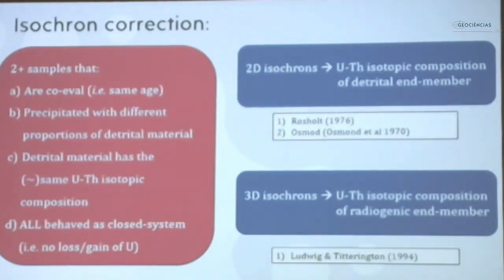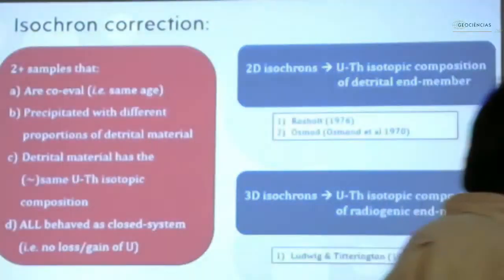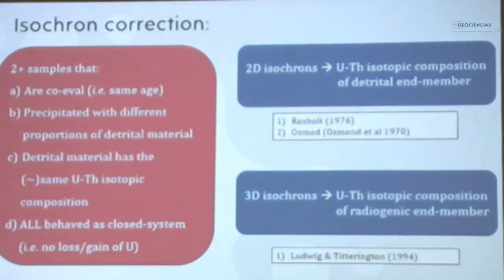So there are different types of isochrons. Two-dimensional isochrons are very good to obtain the isotopic composition of the detrital material, sometimes of the epigenetic material. I'll show you some examples. And there are 3D isochrons from Ken Ludwig and Peter Anton, which basically will give us the isotopic composition of the detritus-free sample. Of the 3D isochrons, there are two types, Rosholt-type and Osmond-type. Rosholt-type are those that are normalized against thorium-232, and Osmond-type are those that are normalized against uranium-238.